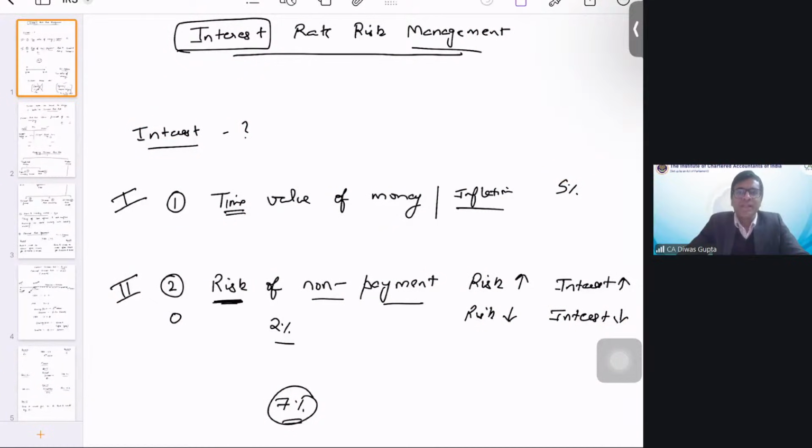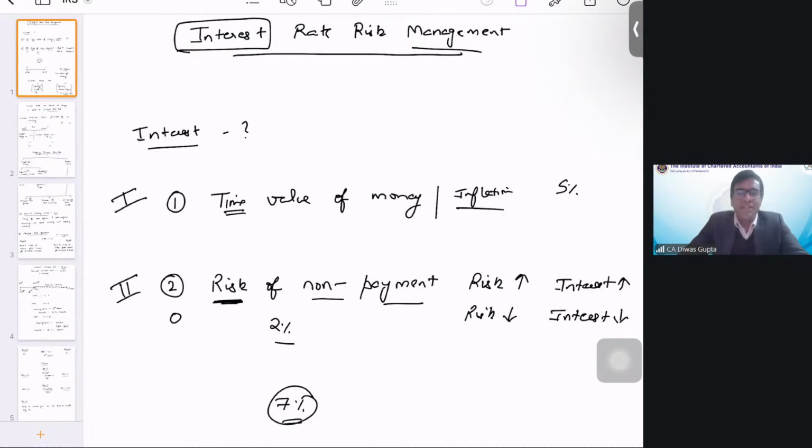My name is Sev Devas Gupta and today we will be continuing our discussion on the live virtual classes, revisionary classes on the topic of interest rate risk management, and then we will also be covering mergers and acquisitions. So students, let's start with the topic of interest rate risk management.